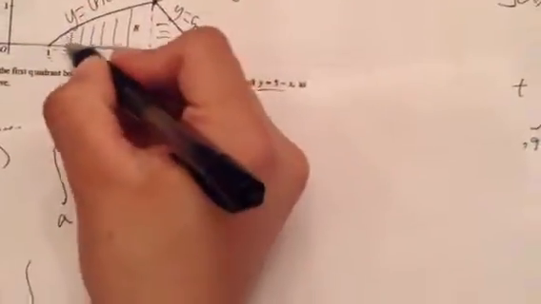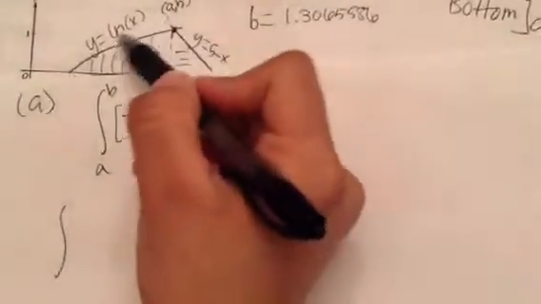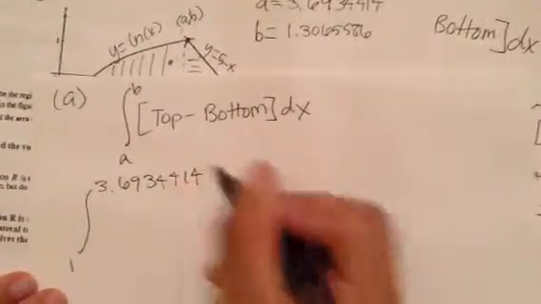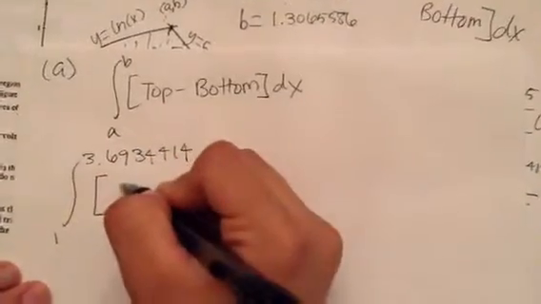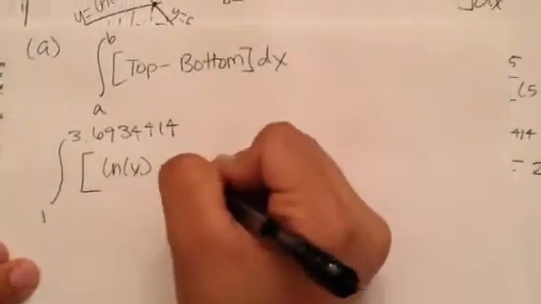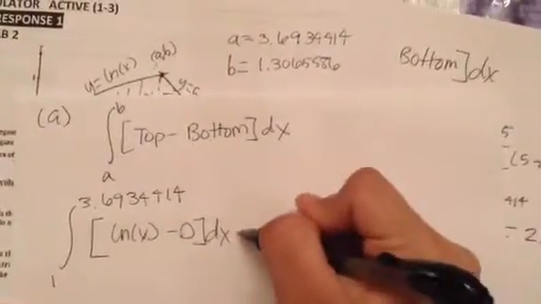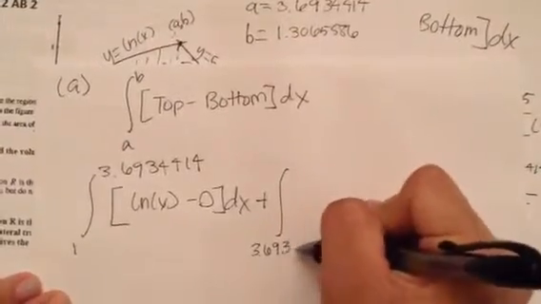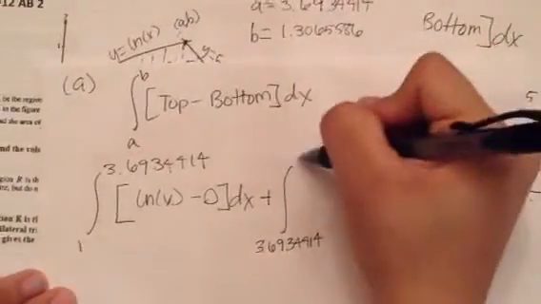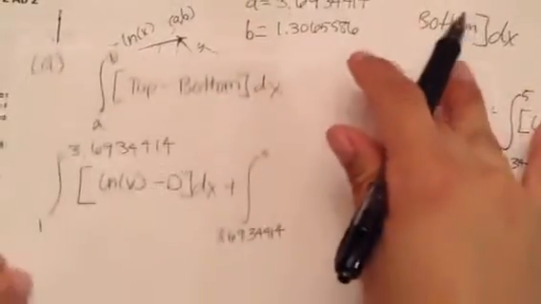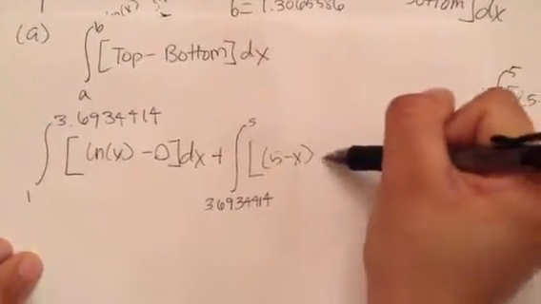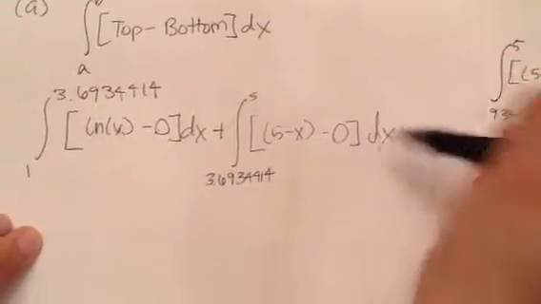So for this piece, our top equation is going to be ln of x. So we're going to go from 1 to 3.6934414. Again, top in this case is ln x minus bottom, which is 0, dx, plus the integral of 3.6934414 to 5, because that's where the figure is bounded. The top in this case is 5 minus x and the bottom is still 0, dx.